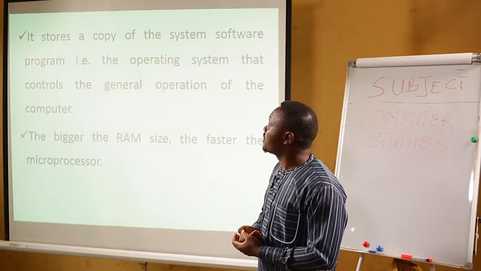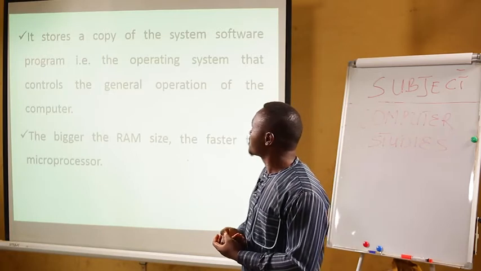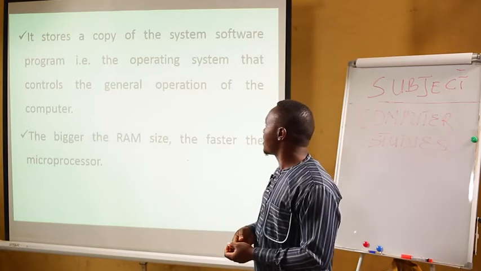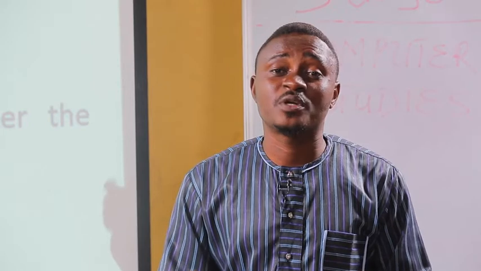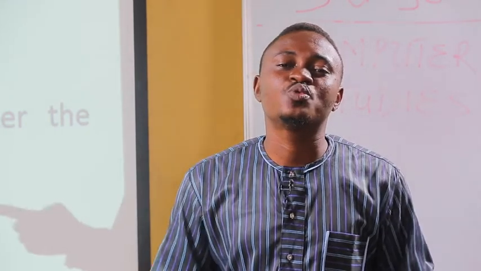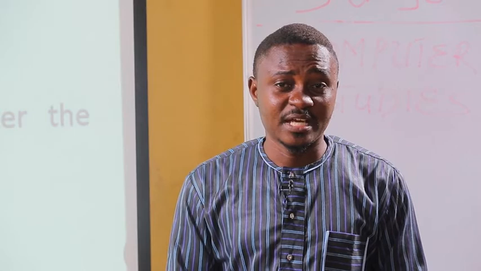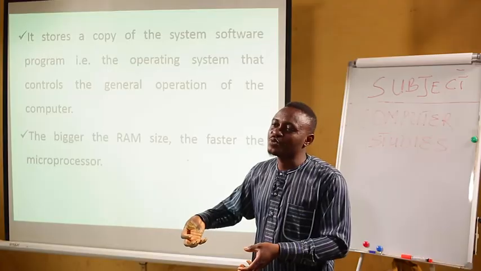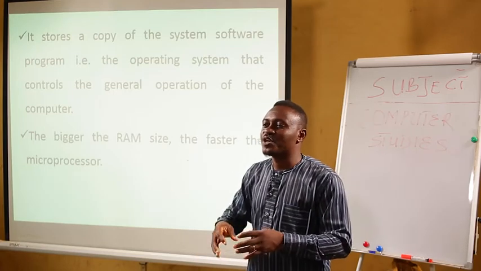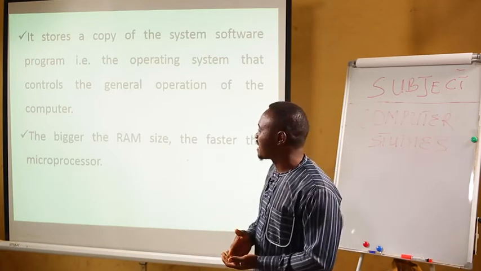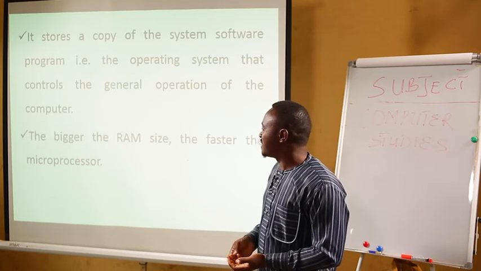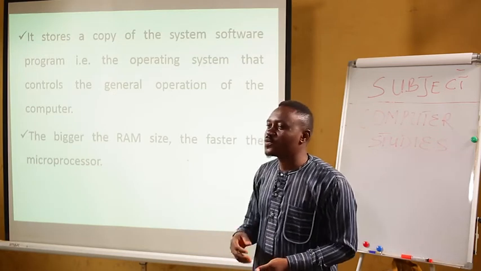It stores a copy of the system software program, that is the operating system that controls the general operations of the computer. The moment your system is booted, the first thing it does, I told you the operating system is the first software that must run. Without it, no other software can run. A copy of the operating system is loaded on your RAM to enable you run all other programs you intend to run in your computer. And the bigger the RAM size, the faster the microprocessor.